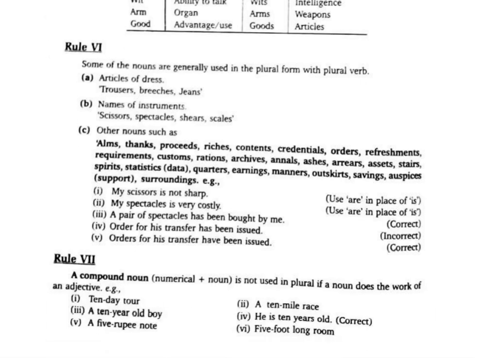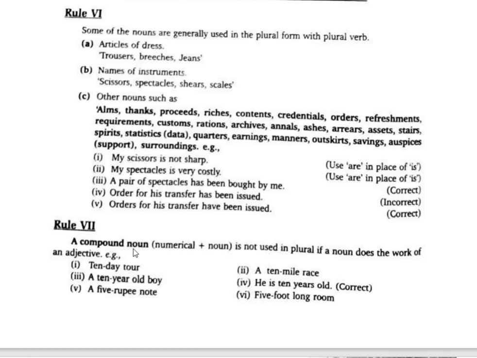This is very important. Like your compound noun, numeral plus noun. A 10-day tour. This example often comes in the exam. A 10-mile race. A 10-year-old boy. Now here, a 10-year-old boy, he's 10 years old. A 5-rupee note. A 5-foot-long room. So remember this example, because quite often they'll give a 10-mile race, a 10-year-old, this is how it is given here.